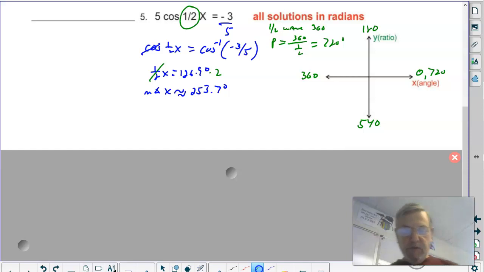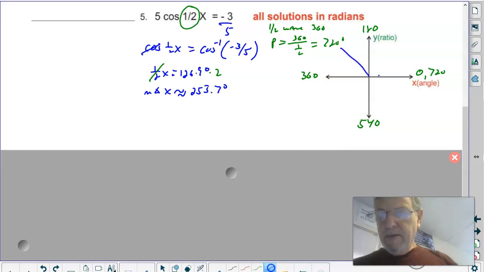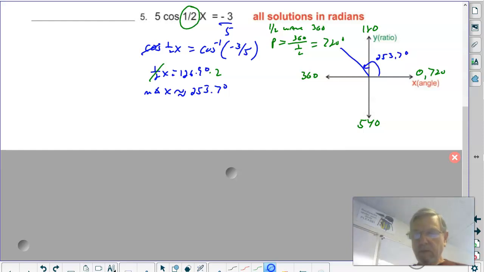Okay, so this first one, 253.7, if I can read my own writing. Okay, so where's that going to be in here? Oh, I don't know. Somewhere about in there, right? 253.7. Okay. And we want all solutions in radians. So I'm ready to finish this one off. Do you remember how to convert to radians? So remember, it's going to be pi over 180.